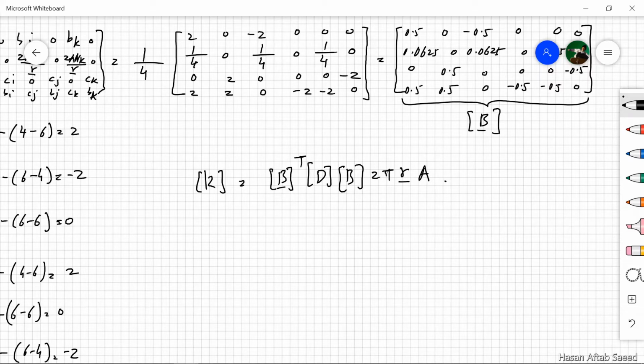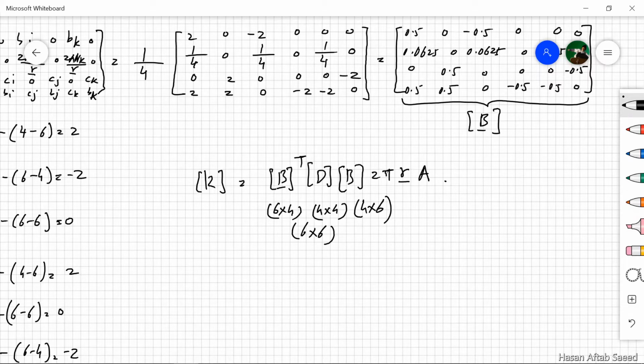Now this B transpose matrix, this B is 4 into 6, but this B transpose matrix will be 6 into 4, obviously. D is 4 into 4, you know this. Please recall the last lecture. B will be 4 into 6. So when you multiply them all together, you should get 6 into 6, which should be the case because you have 6 degrees of freedom. So that makes sense.